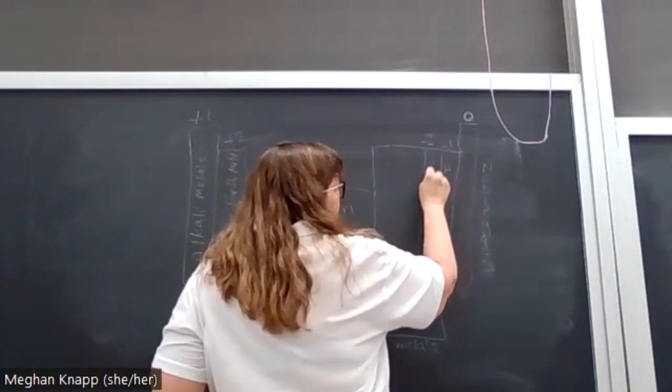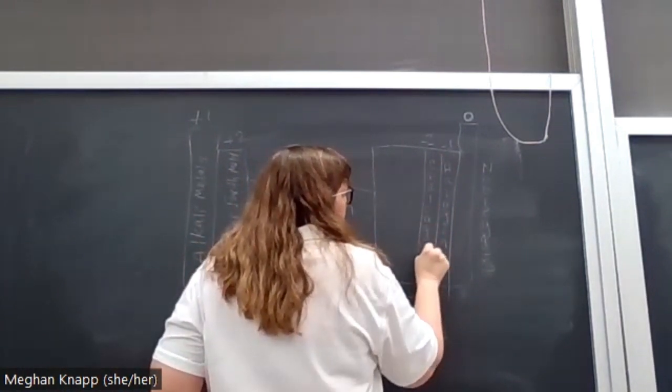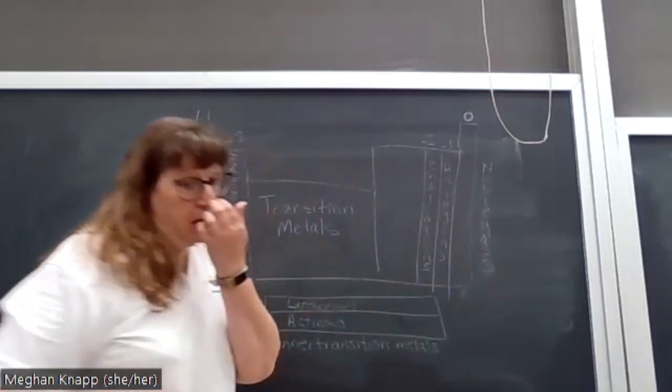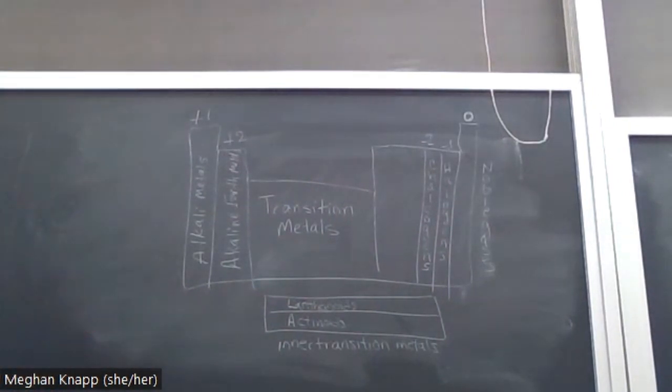This term, you'll see it's in your book, but it's not used very often. So just because we have names for the other columns, I'm putting it there, but you don't really need to know it. It's called the halogens.